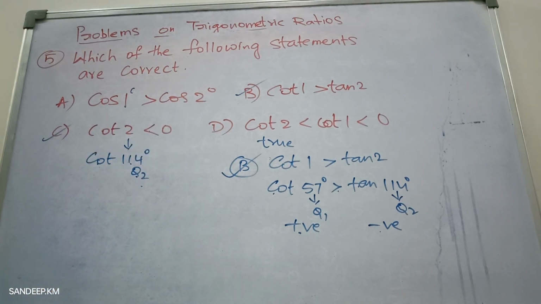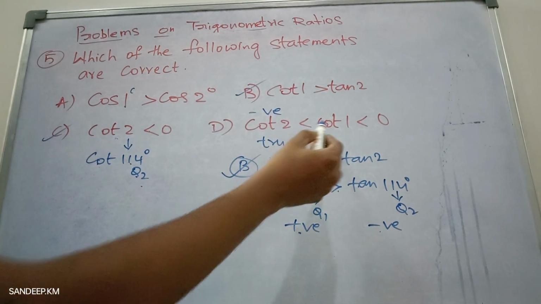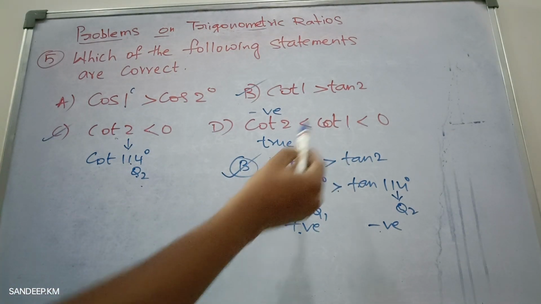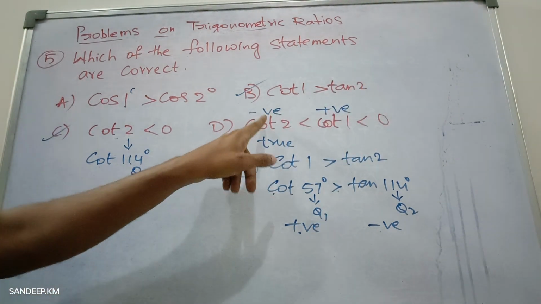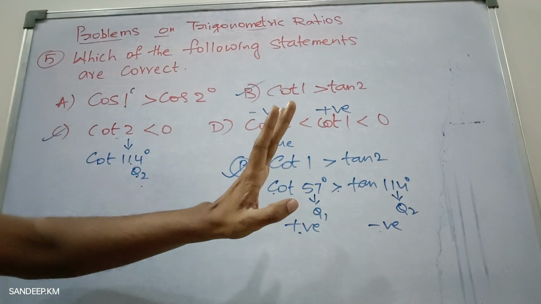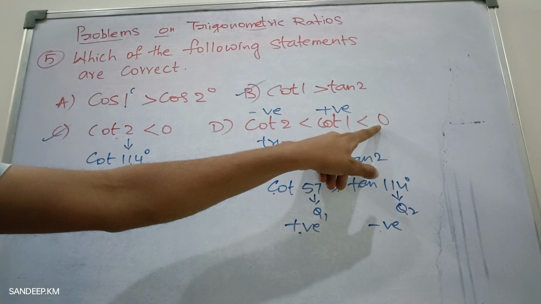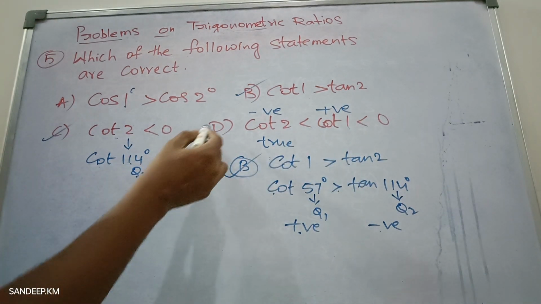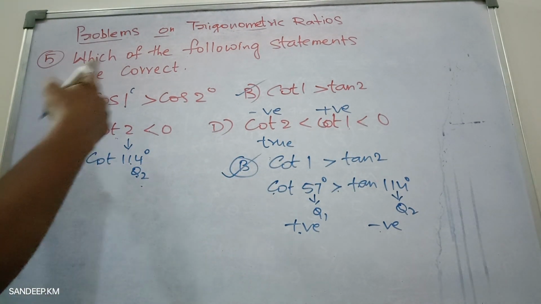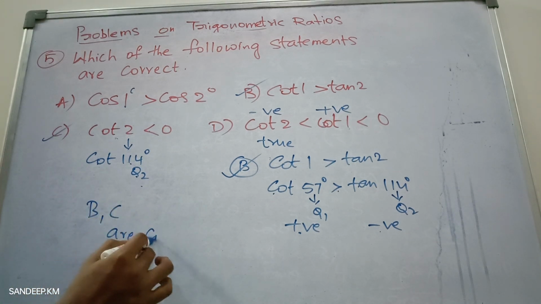It is true. Now let us check whether the fourth option is correct or not. Observe one thing, dear students. Cot 2, as I told, is a negative value. Cot 1 means cot 57 degrees, it is a positive value. Yes, negative value is less than positive value, but what does it say? Positive value, is it less than 0? No, positive value cannot be less than 0. So option D is false. So then which of the following statements are correct? Only B, C are correct.